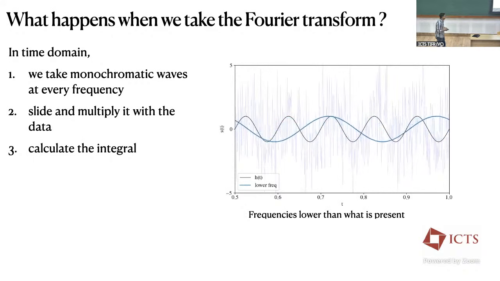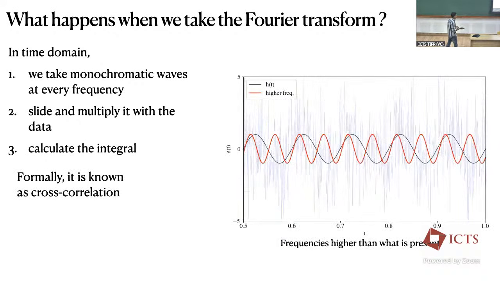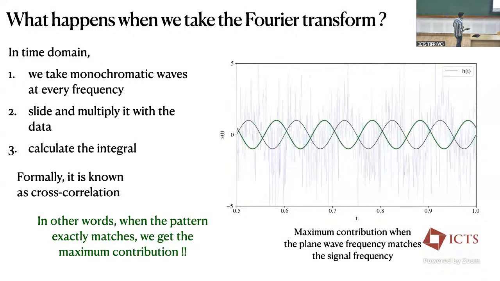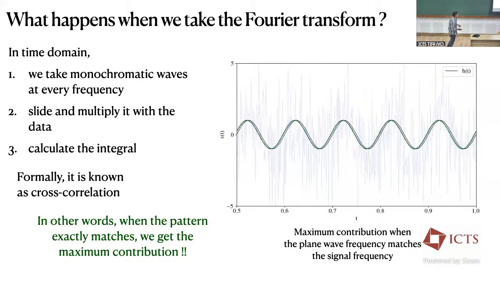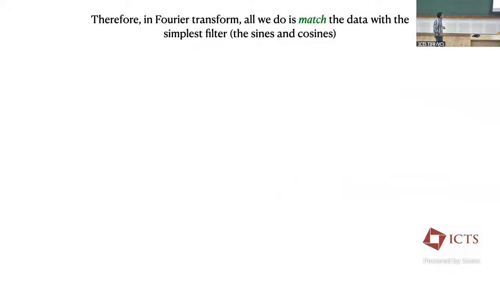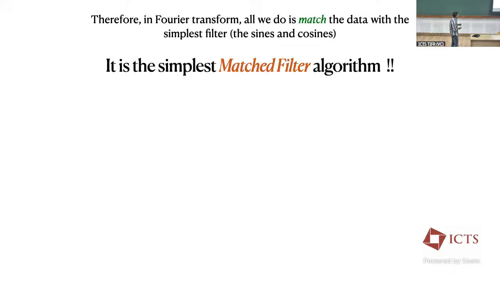When the frequencies are low, there are alternate cancellations of positive and negative contributions. So we get nothing. The same thing happens when the frequency is higher, and only when the frequency matches the injected frequency present in the signal, we get a large contribution. So in this exercise, what we are really doing is matching the data with the simplest filters at our hand, which are the sines and cosines.